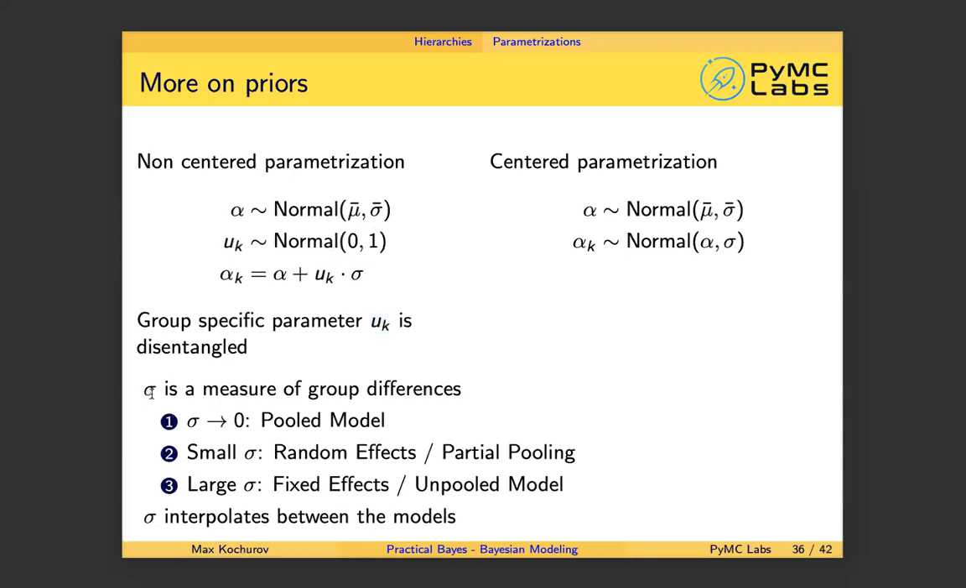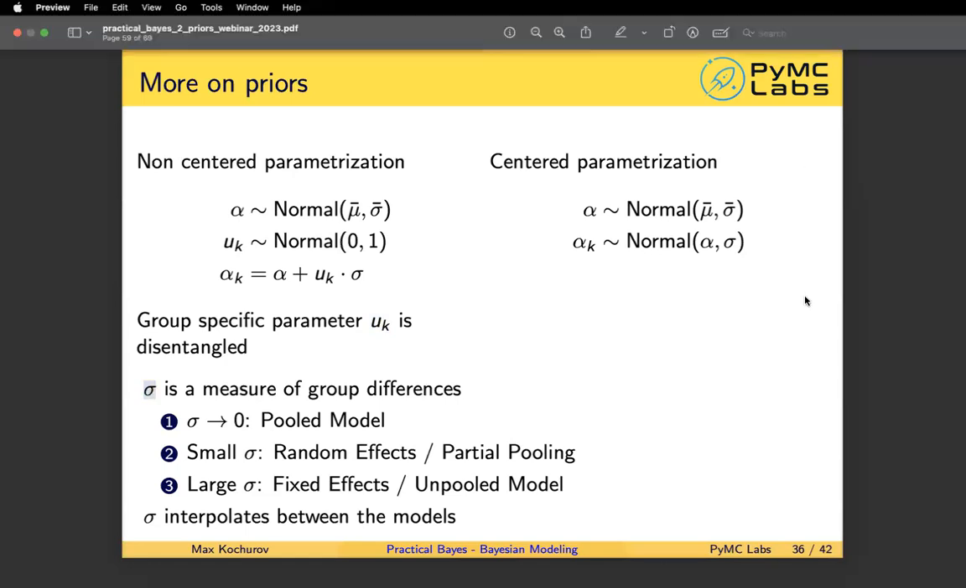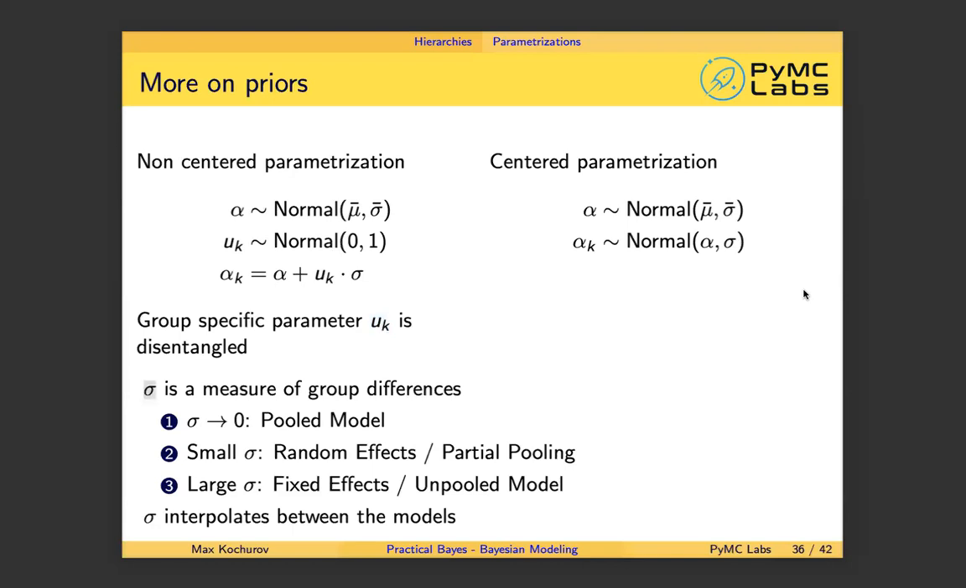And sigma, that is used in both parameterizations, don't mess it up with sigma bar. It's just sigma. This one, if you see the cursor, is the measure of group differences. And it's a measure for how different groups are within the population. So if sigma is very close to 0, then we have the case of the pooled model, when alpha, the intercept, is shared across all the groups.